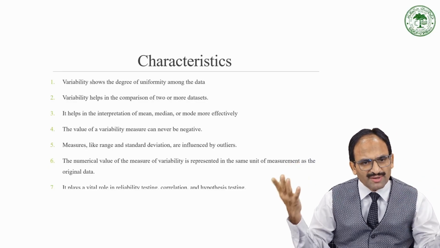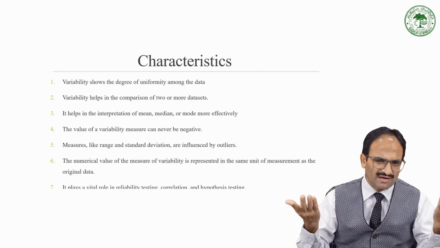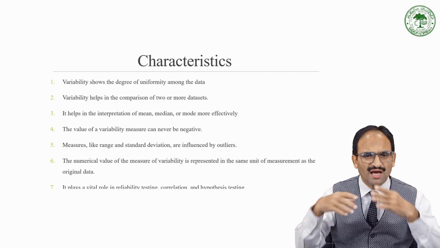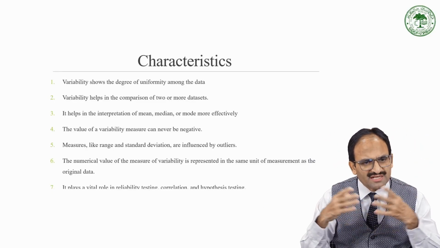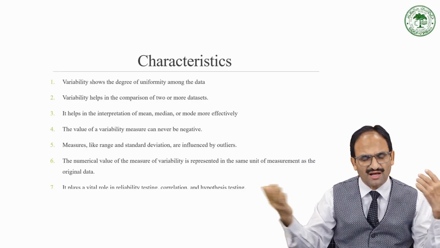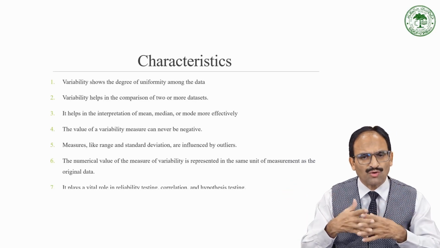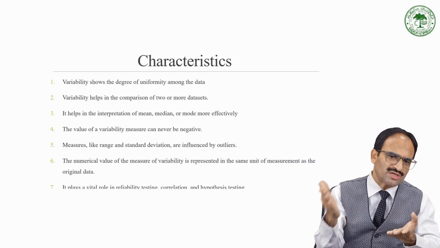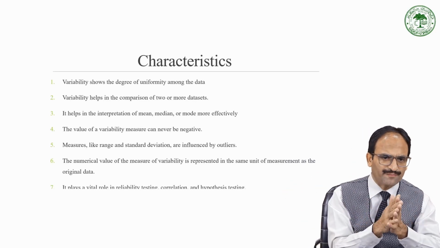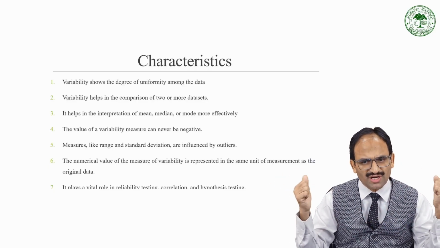Then the value of variability measures can never be negative, I mean always it will be positive, and it tells how diverse is the group. Measures like range and standard deviation, which we are going to discuss later on, are influenced by outliers. I mean, if in the data outliers will be there, definitely those outliers will influence the variability. Then the numerical value of the measure of variability is represented in the same unit of measurement as the original data.